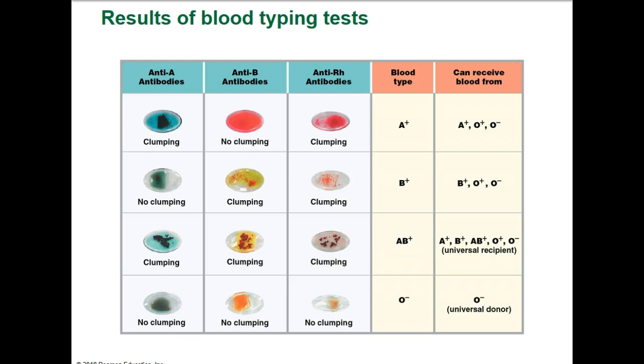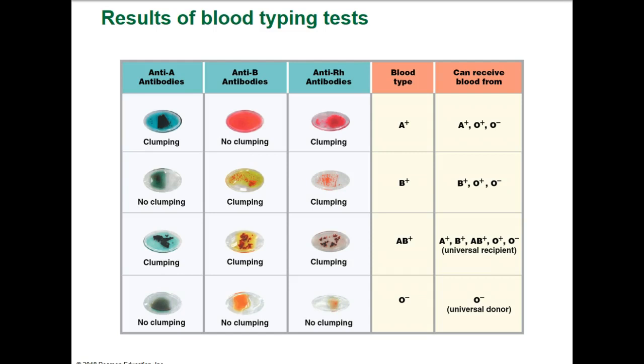But looking at this chart, let's look at what kind of blood you can receive. I know we've gone over it before, but it doesn't hurt to go over it again. So if you are A positive, what kind of blood can you receive? Well, you can receive A blood, no doubt. And because you have the RH factor, you can receive positive blood.